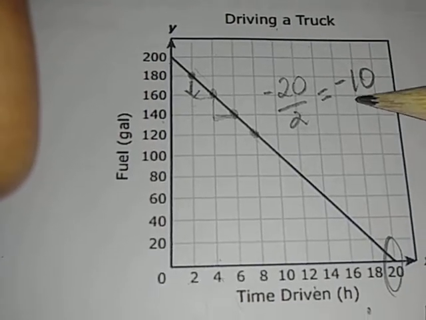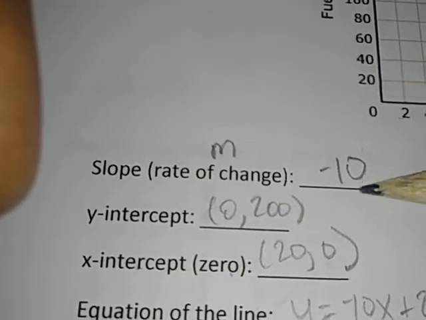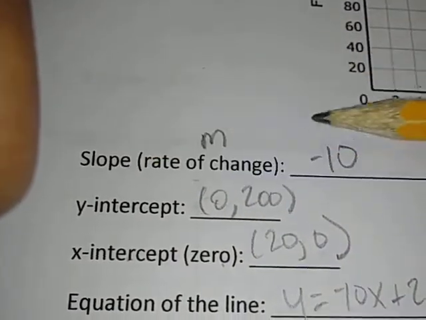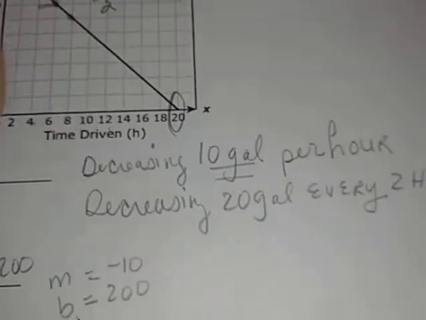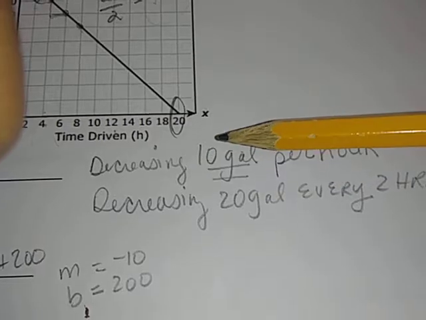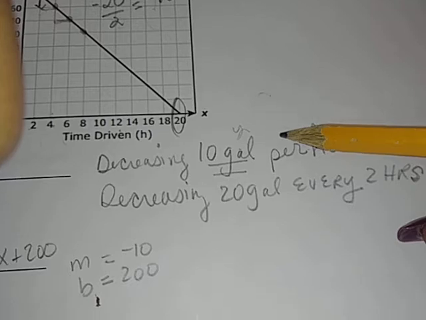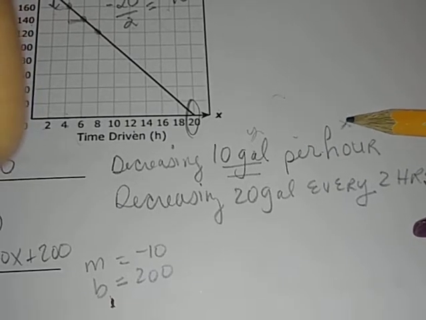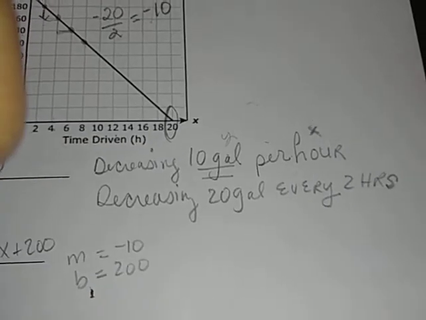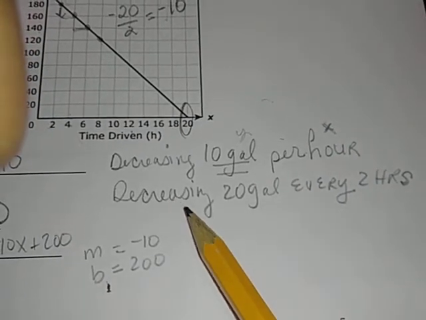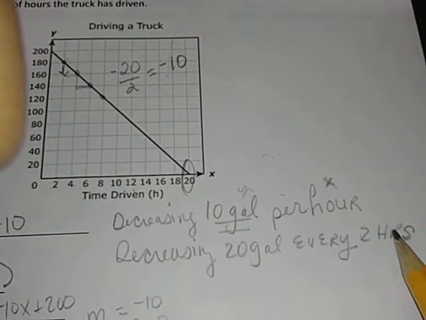Now that I have my slope, my rate of change, my m, I can write the following. Decreasing 10 gallons, that's my y, per hour. I could also write decreasing 20 gallons every 2 hours.